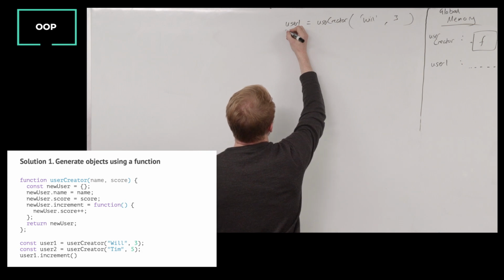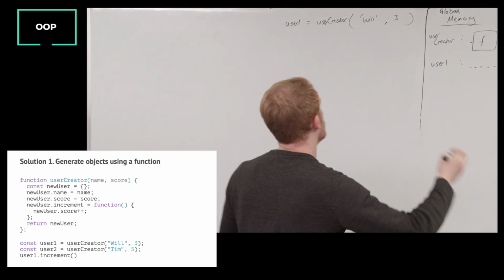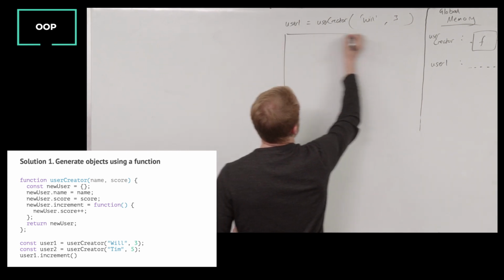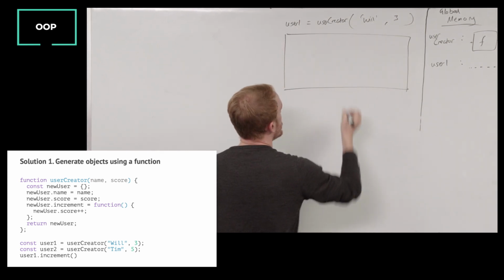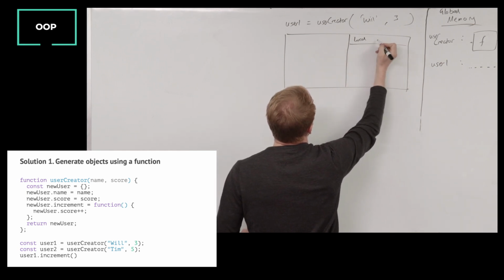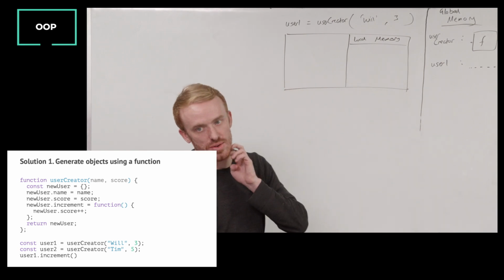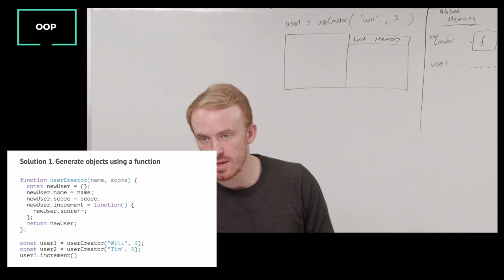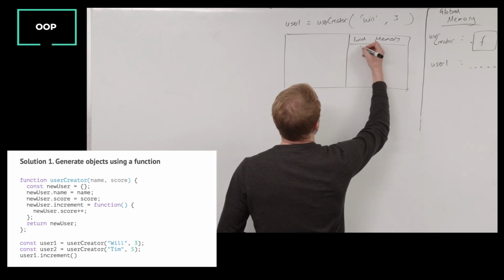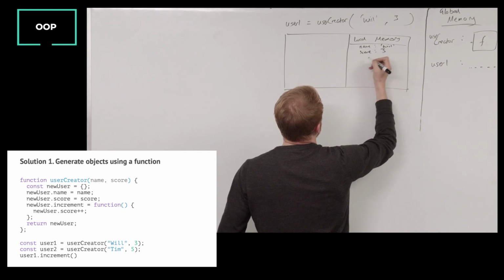All right, so we create a new execution context. There it is, execution context, and in we go. What's the first thing we want to handle inside the execution context? We have a parameter name, and we're assigning it the argument will. And then we have the parameter score, and it's going to be the argument 3.